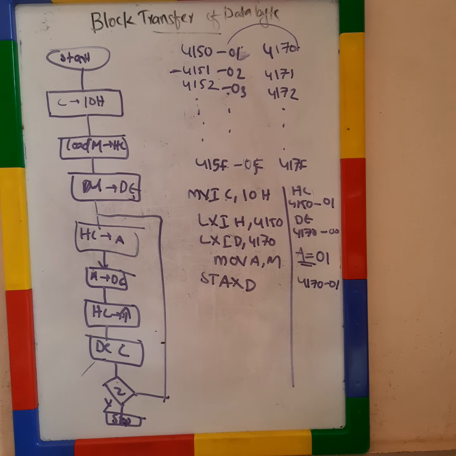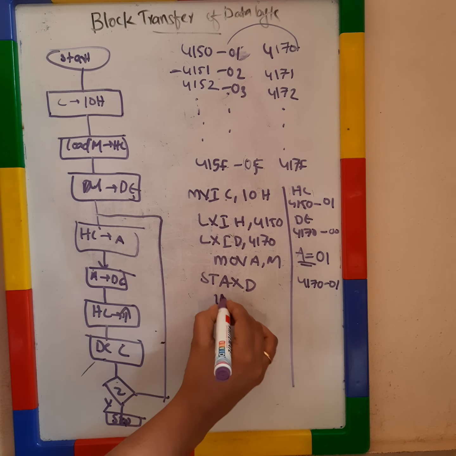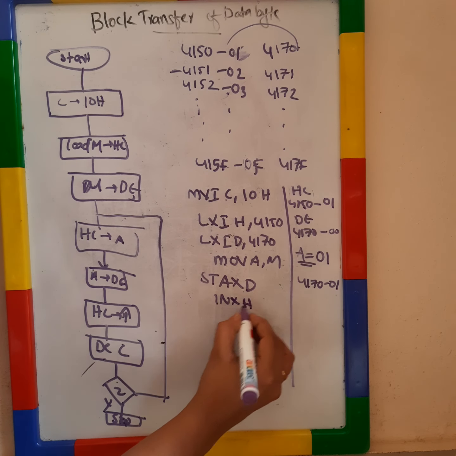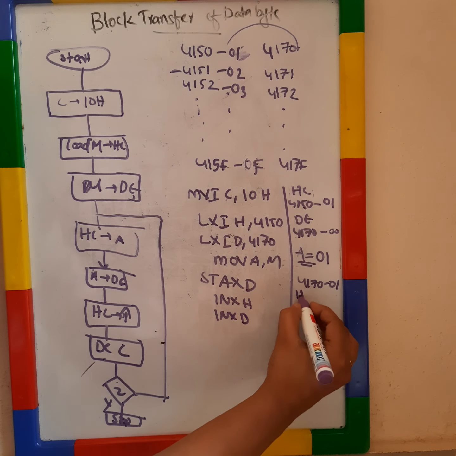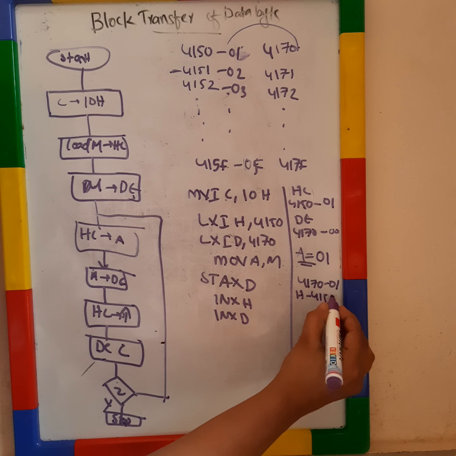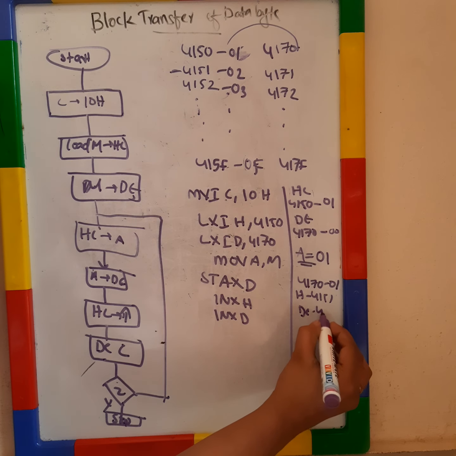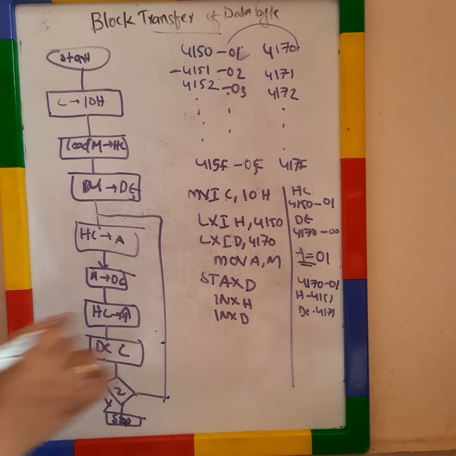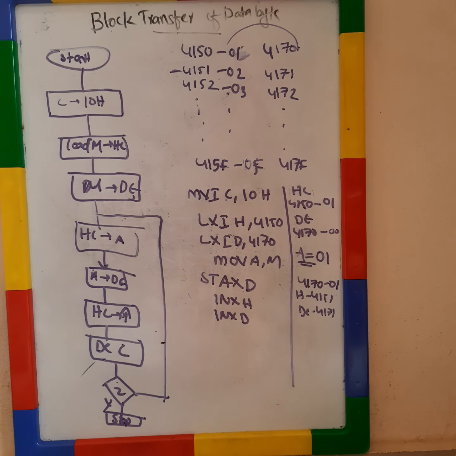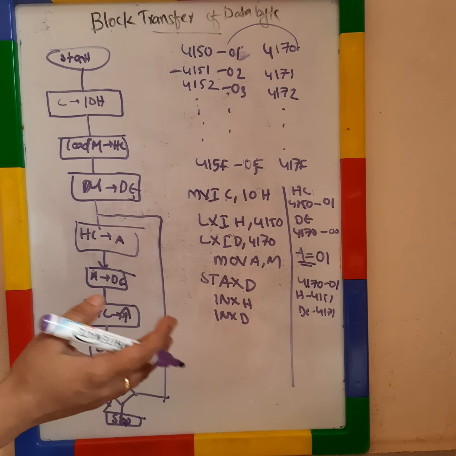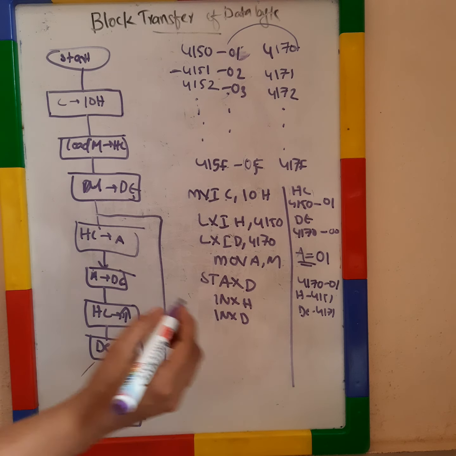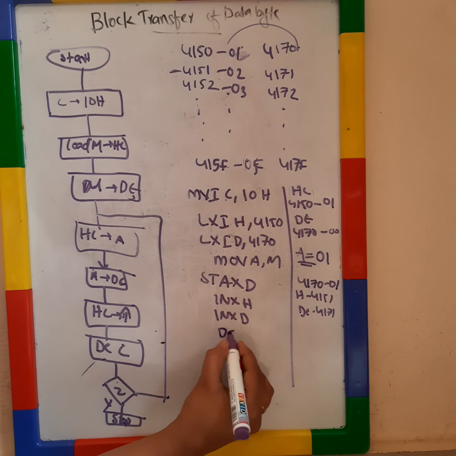After that we have to increment the memory locations, so both we will increment: INX H and INX D. That means now HL becomes 4151 and DE becomes 4171. 4151 contains 02 and 4171 contains 0. Now one transfer is over. Now we have to decrement the count. That's why we will do DCR C.